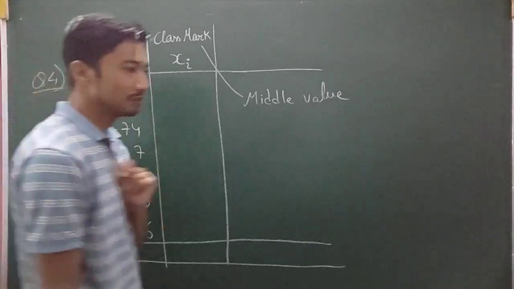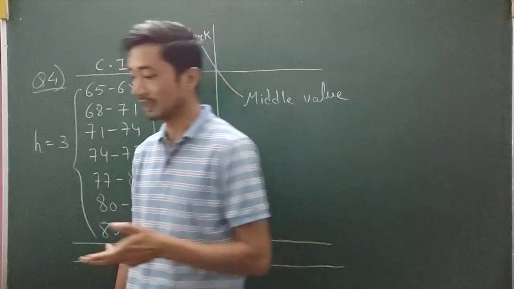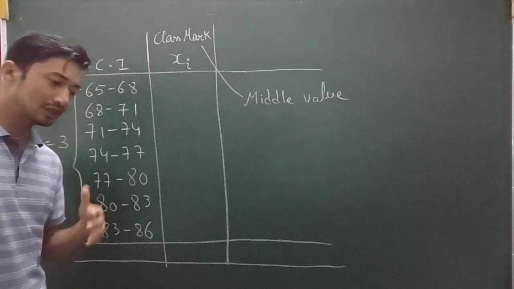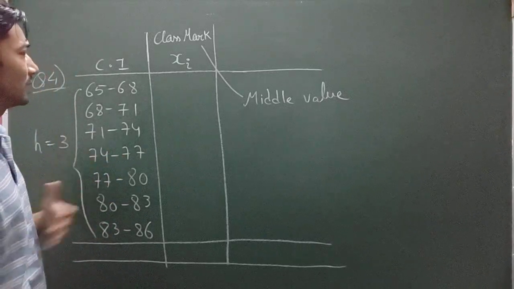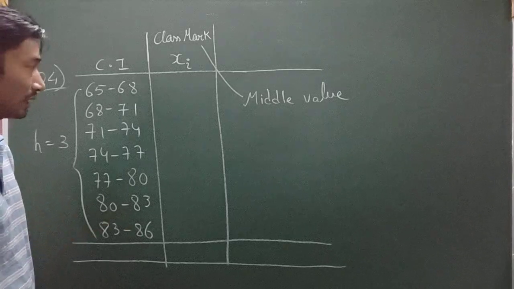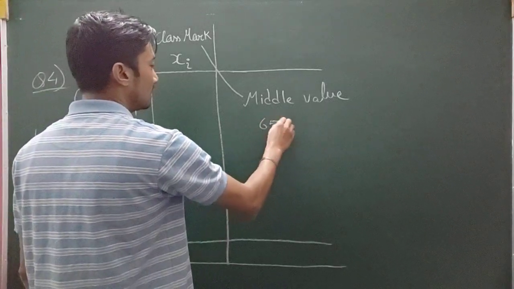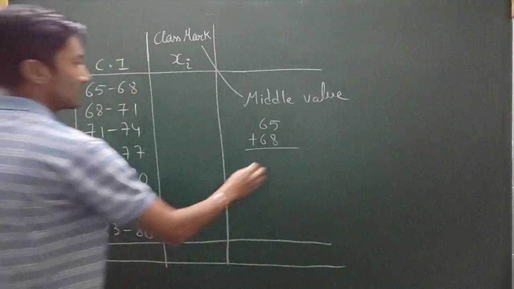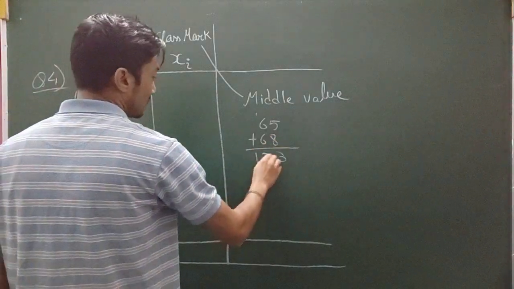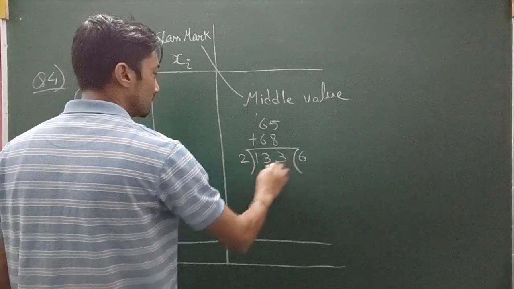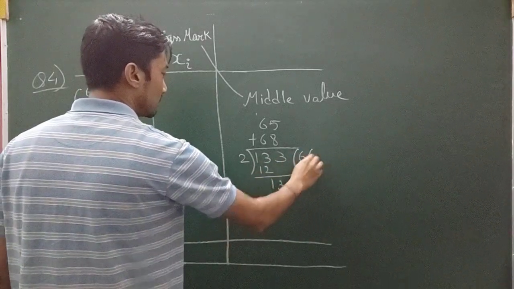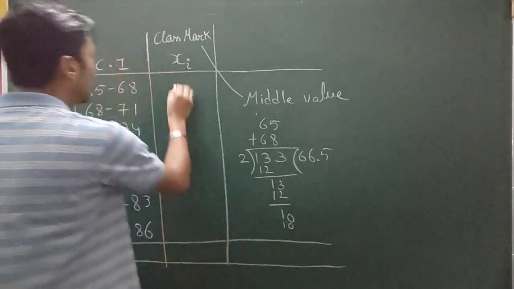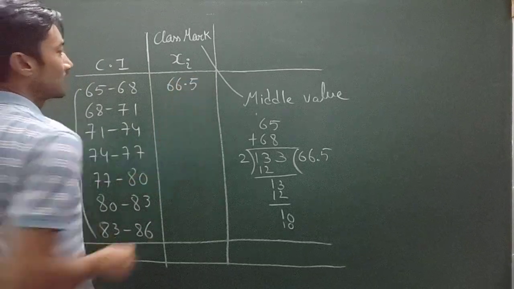Then we can use some small tips that I will give you today. But let's first find out the middle value. Generally you can find the middle value without calculating, and if you cannot, then we can always calculate. We add the upper and the lower limits of the class interval: 65 plus 68 is 133. Then we divide by 2. 2 sixes are 12, 1 left, 13; 2 sixes are 12, 1 left, point 5; 2 fives are 10. So the first class mark is 66.5.